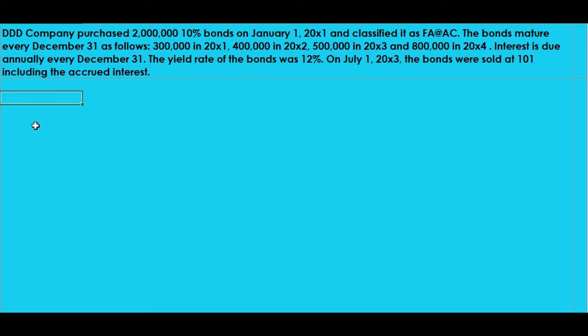So what will we do first? Let's compute the cash flows first. So this will be the year, this will be the principal, this will be the interest, and this will be the total cash flows. Then let's get the present value factor. Then here will be the present values later on. So the year will be 20x1 up to 20x4. Okay, because that's what is written, up to 20x4. So, the principal, the cash flows that we will collect, 300, 400, 500, 800.